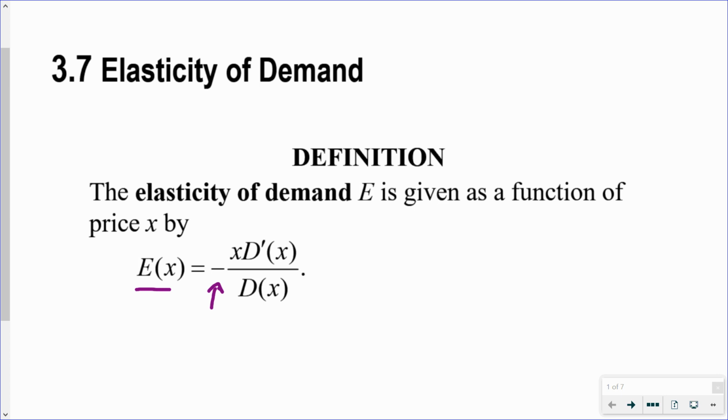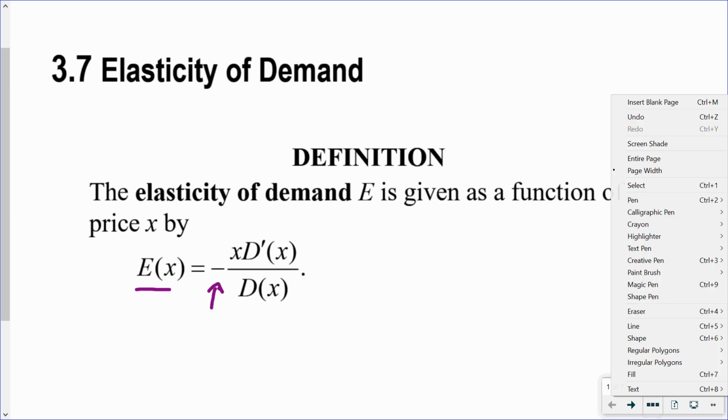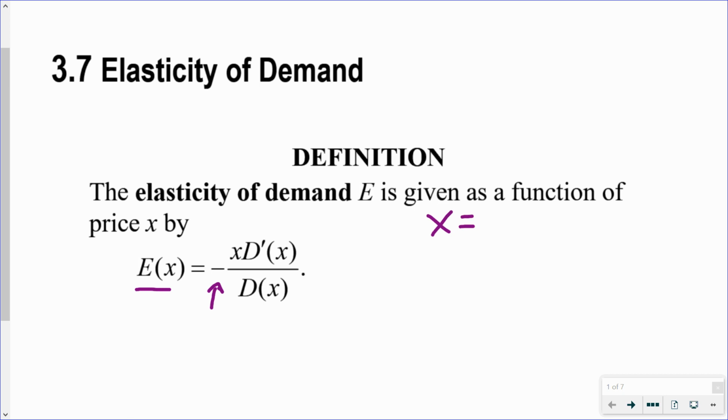Now, in this case, x is your price. That's the price we're charging, because elasticity is going to be a function of the price we charge. Okay, so x is the price. The demand function also is going to be based on our price. So x is just your input variable.